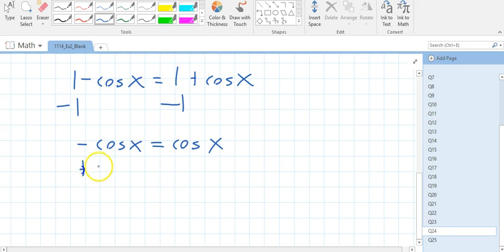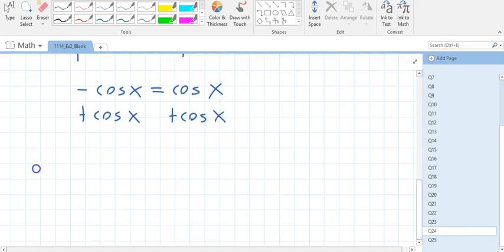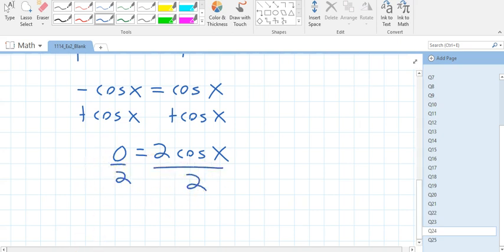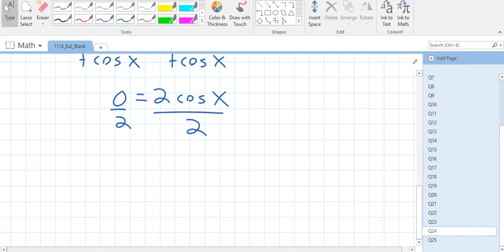Add cosine. So we're moving this side over to the other side. So that gives us what? Because we add those two together. 1 cosine plus another cosine is 2 cosines. And then what? Divide by 2. We multiplied by 2 earlier to get rid of the fractions, but now we got to divide by 2 again.